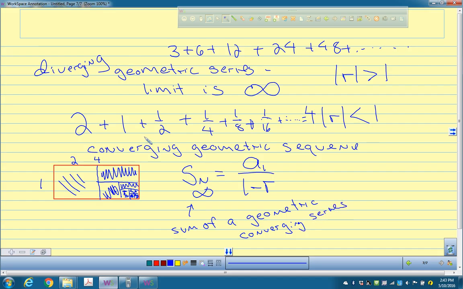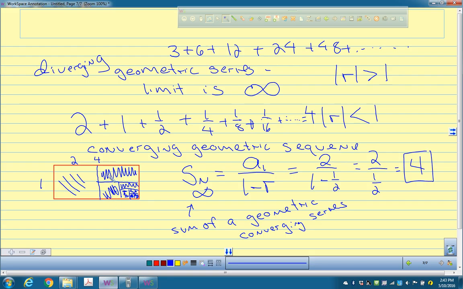So in this case, what's a sub 1? 2. What's r? 0.5, right? So I get 2 over 1 minus 1/2. What's 1 minus 1/2? 1/2. What's 2 divided by 1/2? 4. Okay? There you go. There's the limit. Isn't that cool?